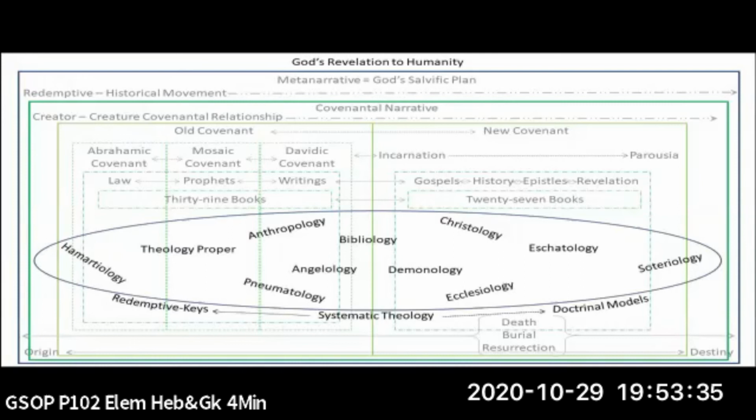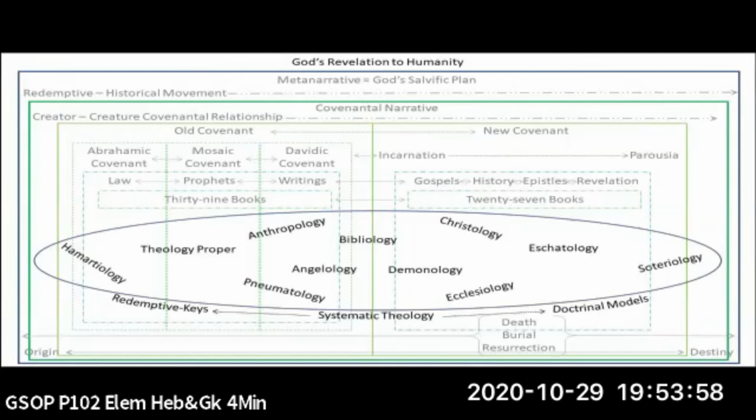And so underneath that meta-narrative is this next inner box of covenantal narrative. The covenantal narrative is between God, the creator, and his creature. And it's all about relationships between God and his creation. And that includes the Old Covenant and the New Covenant. Of course, we understand those to be the Old Testament and the New Testament, but those are covenant relationships.